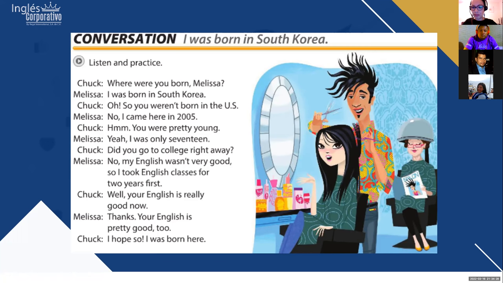Miss, in the fourth sentence, when I say "No, I came here in 2005," can I use "I was come here in 2005"? No. I came, es porque yo vine acá. Yo vine acá. Entonces, acuérdense que el verbo be es ser o estar, nada más que en pasado.